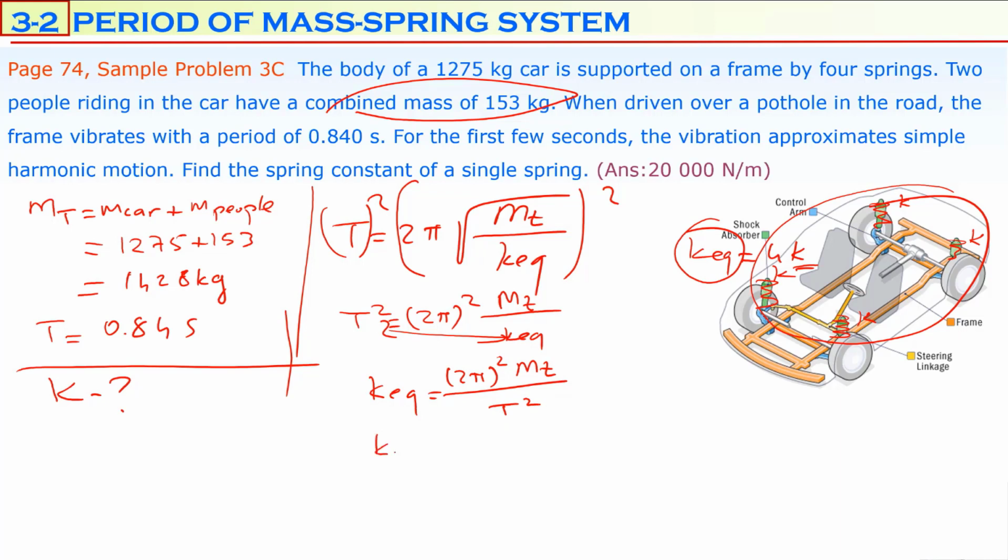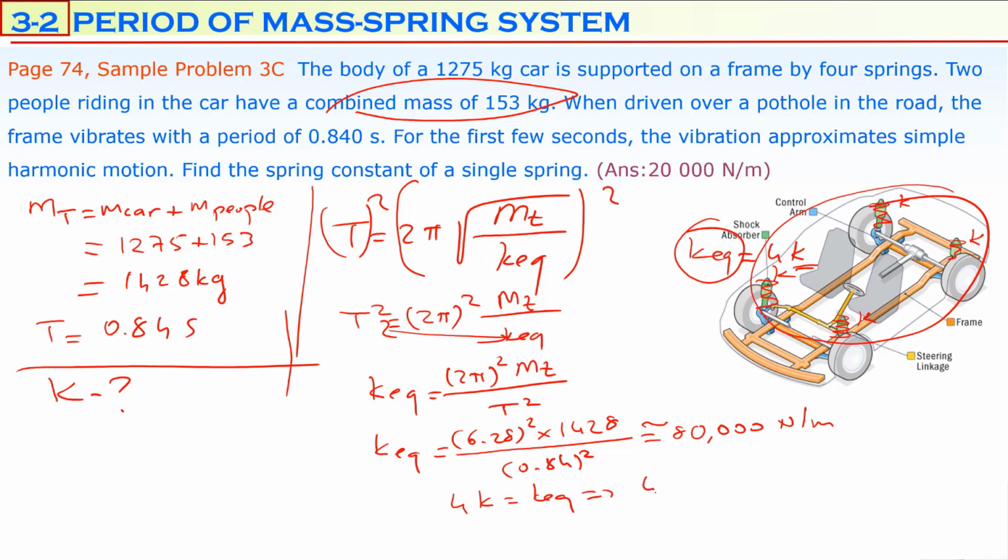Let's insert the given values into the equation. So 2 pi, 6.28, squared, times total mass 1,428, divided by the period 0.84 squared, is almost 80,000 newtons per meter. This is the equivalent, but there are 4 springs. 4 times k is equal to k equivalent, so 4k is equal to almost 80,000. Divide both sides by 4, and you get the spring constant of one spring, almost 20,000 newtons per meter.